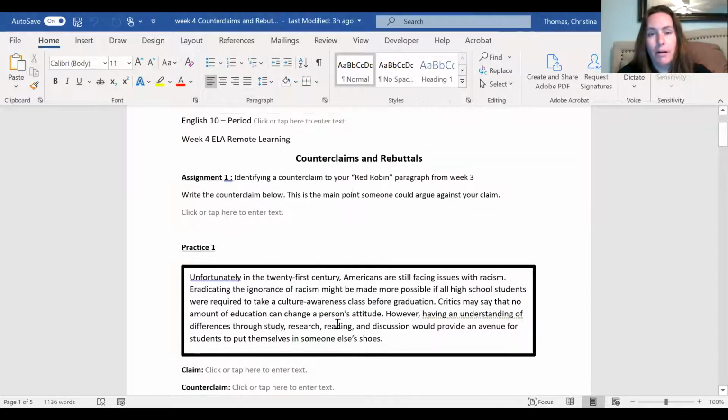And the Red Robin paragraph is really not my Red Robin paragraph, but it's the paragraph you wrote about your topic. So just to clarify that, if you did not do last week's assignment, then I suggest you go look at the Red Robin paragraph from last week and at least write one for that.